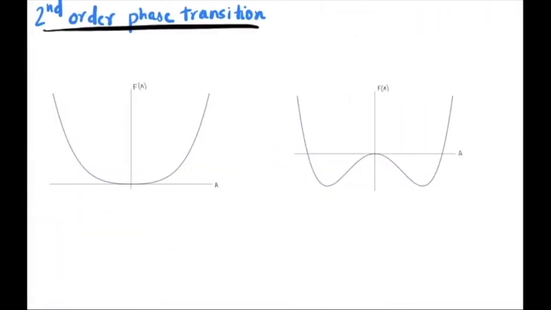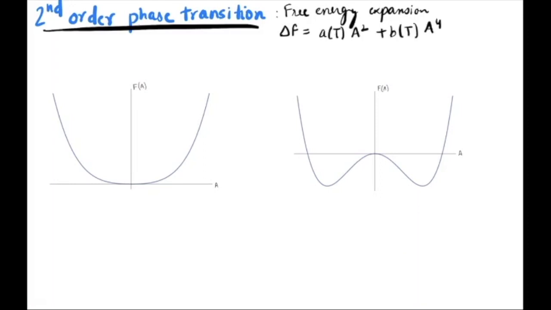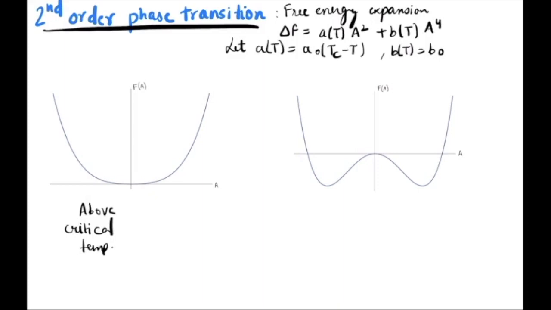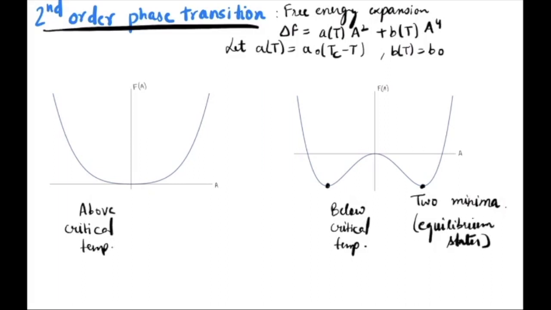What Landau did was he assumed a quantity called the Landau free energy and said that near a critical point, we can expand it in powers of the order parameter. So assuming the following form of the coefficients a of t and b of t, we find that above the critical temperature, the free energy graph has a single minimum at 0, whereas below the critical temperature, it has 2 minima. These minima correspond to the equilibrium states in which a system can reside.